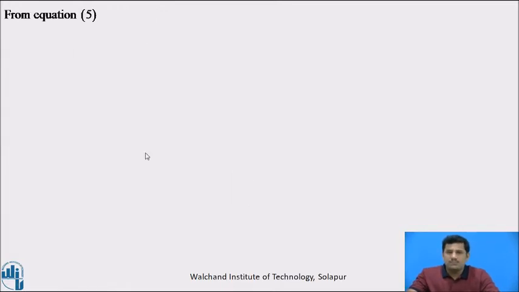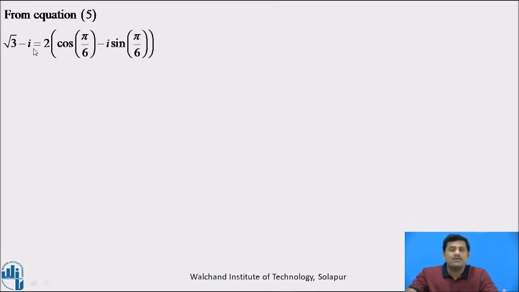Now from equation number 5, which contains the polar form of root 3 plus i. The next complex number is root 3 minus i, which is the conjugate of root 3 plus i. So we can obtain from 5 the value of root 3 minus i by simply replacing plus by minus on the right hand side of equation number 5. We get it as 2 into the bracket cos of pi by 6 minus i sin of pi by 6.